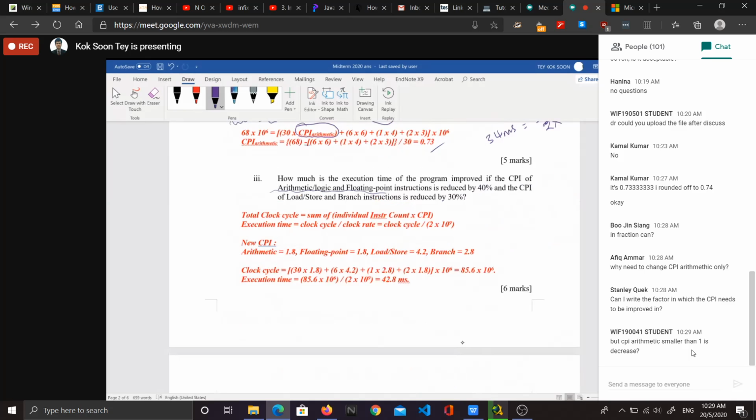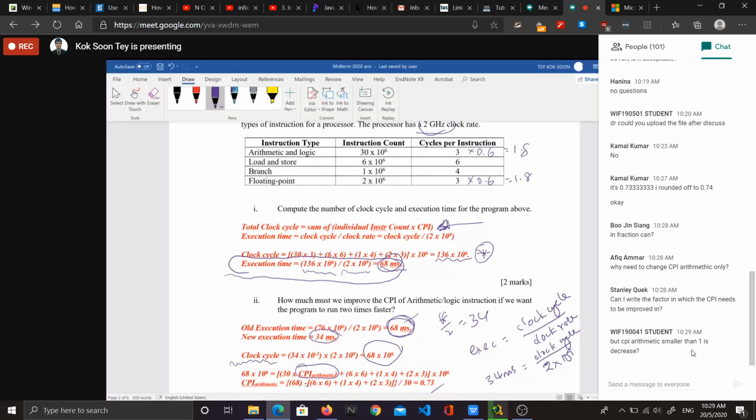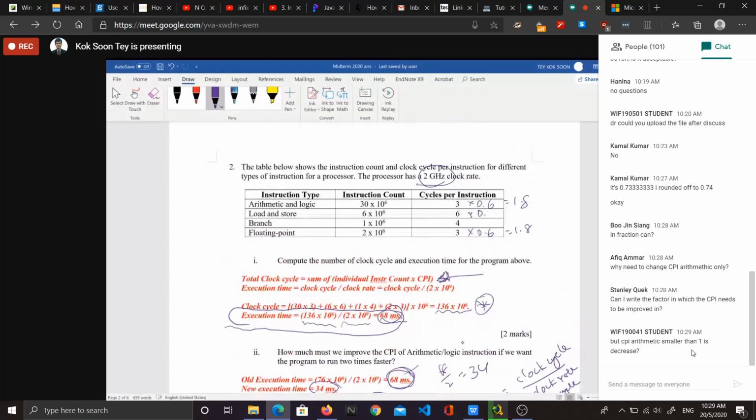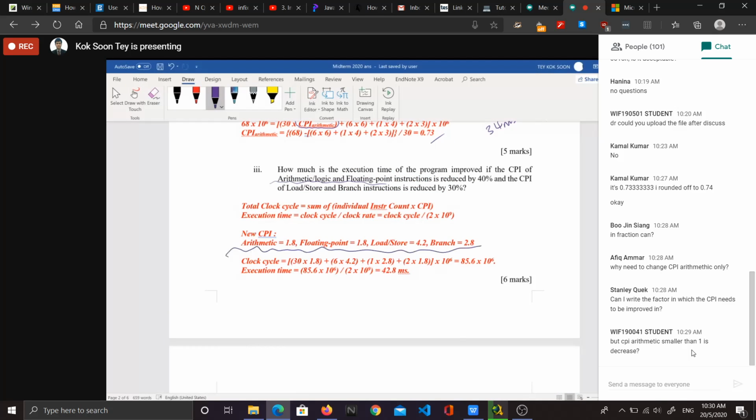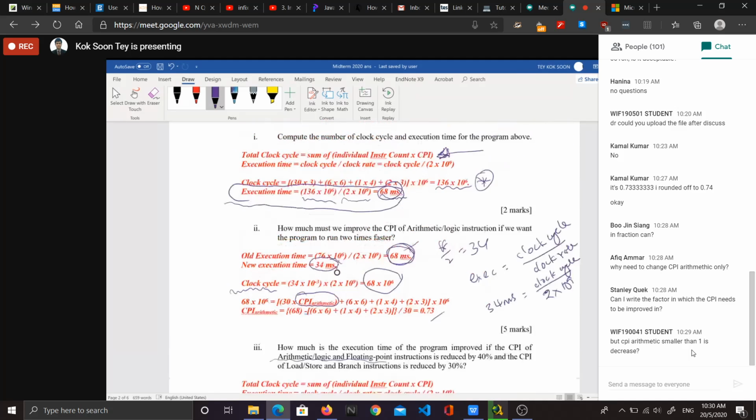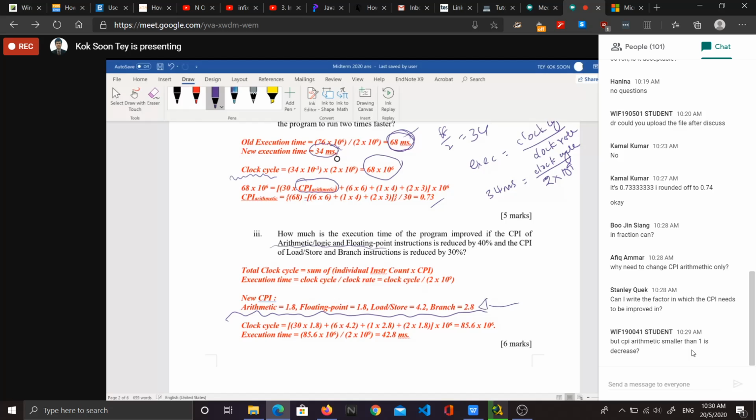Then they mention the load, store, and branch is reduced by 30%. So multiply by 0.7, right? Reduced by 30%, so what is left is 70%. So 0.7. 4.2, this one is 2.8. Okay, so this is how you get the new CPI. Then you redo the process in question 1, using the same formula and same methods, just using the new CPI here. Then you will get your execution time is 42.8 millisecond.